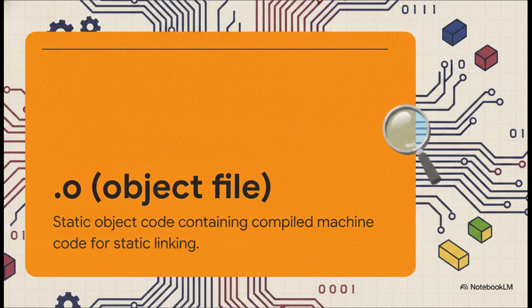Then we have the .o file. This is your object file. So while the interface file holds the metadata, the .o file contains the actual, heavy-lifting, compiled machine code. We're talking about the raw logic translated into instructions the computer can execute, specifically packaged up and intended for static linking.